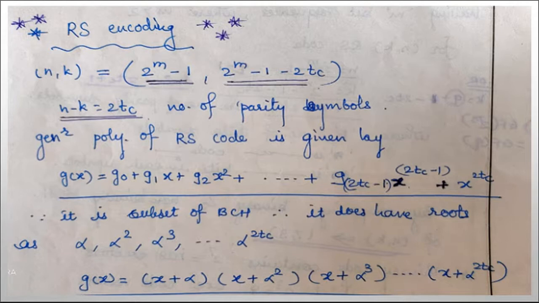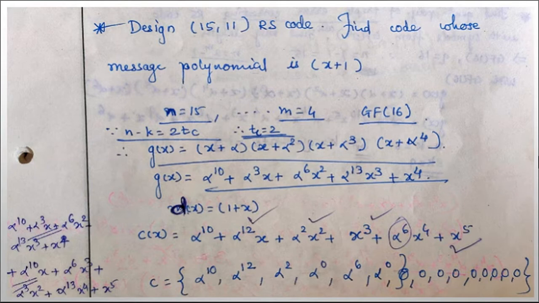Let's look at one example of RS encoding. The statement says: design a 15,11 RS code. Find the code whose message polynomial is x plus 1. Message polynomial means d of x is given, and it is asked to find c of x. The task is that we need to obtain g of x. Then only, with either the systematic or non-systematic approach, can we obtain c of x.